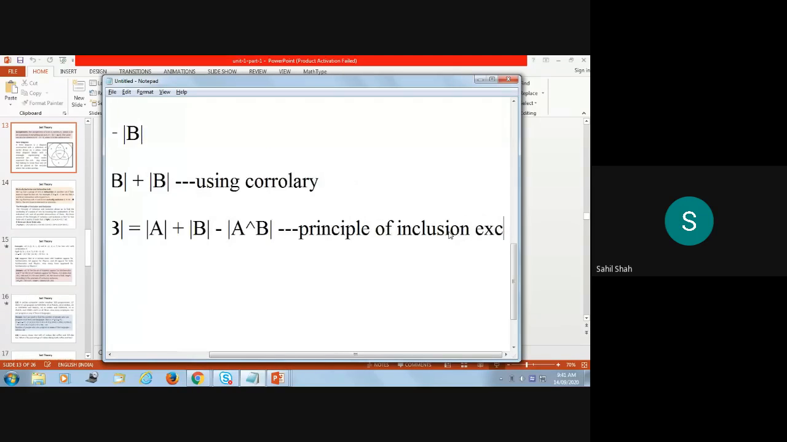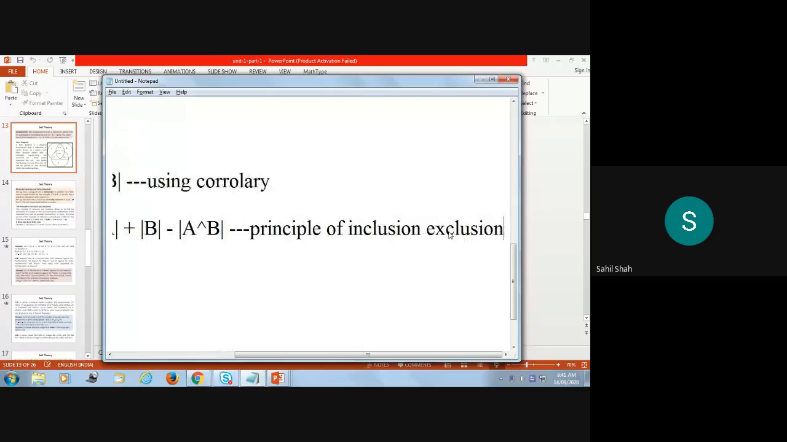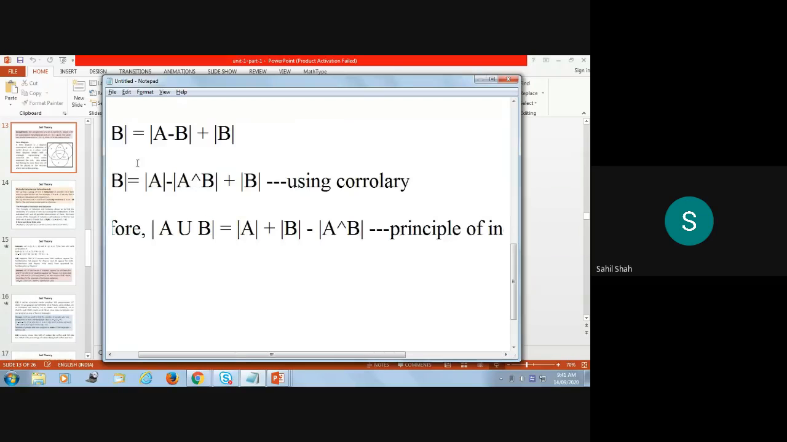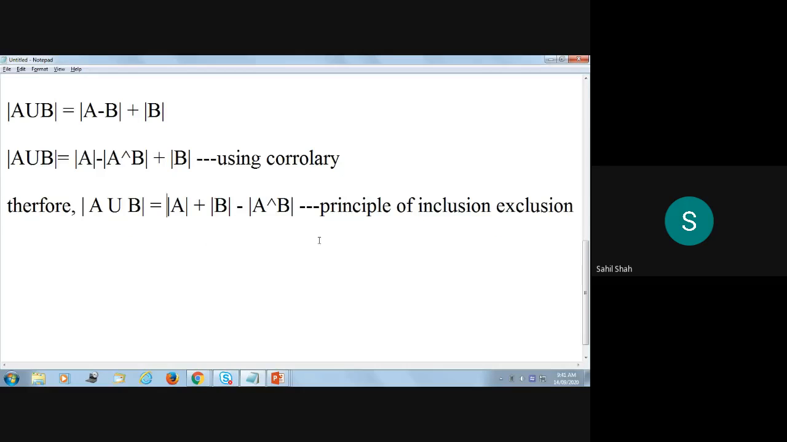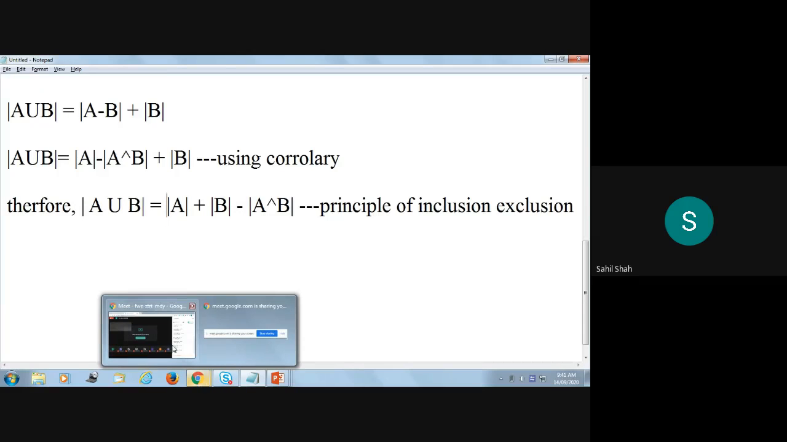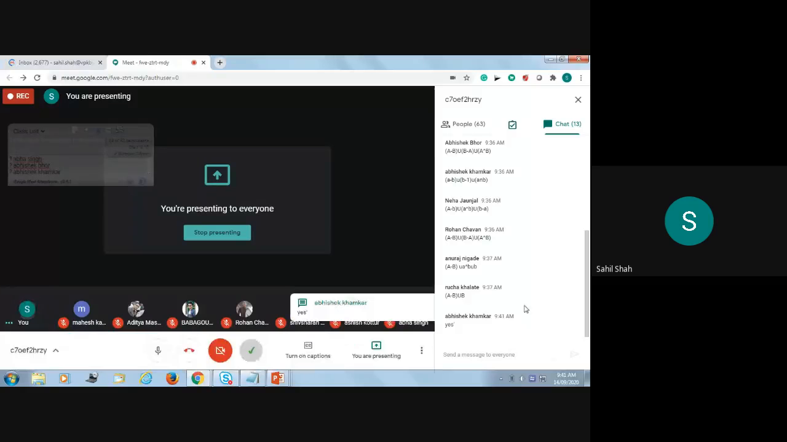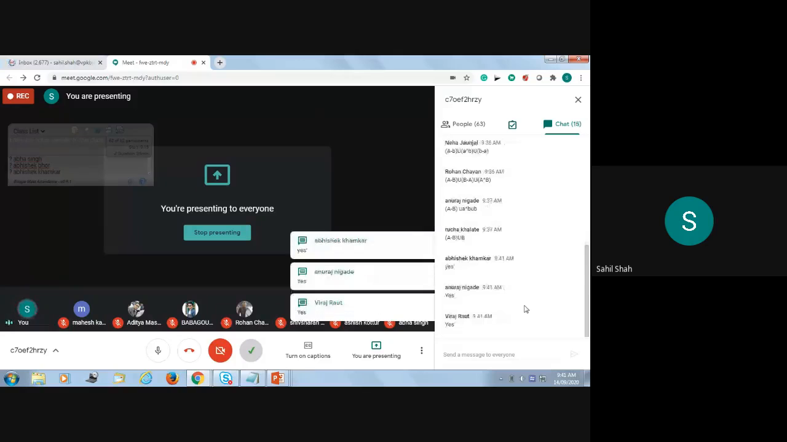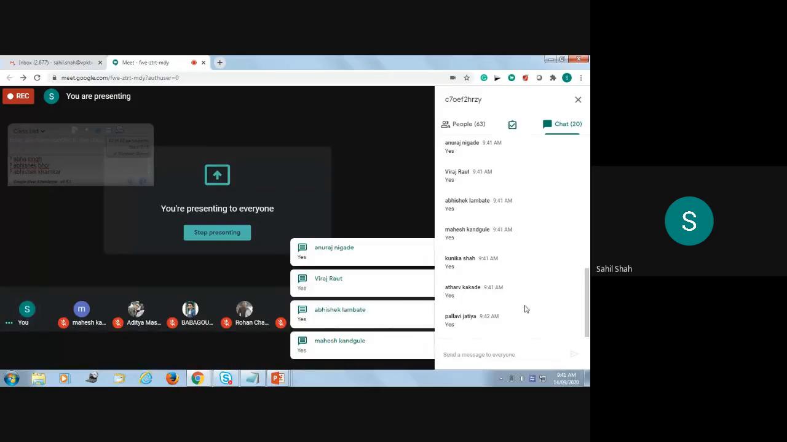This you will be using for solving your problems. Principle of inclusion exclusion. Is it fine? Are you getting how I have proven the principle of inclusion exclusion? Nobody is going to ask you the proof, but I have given you the proof as well. They will ask you directly problems wherein you are supposed to use these formulas. Nothing else.